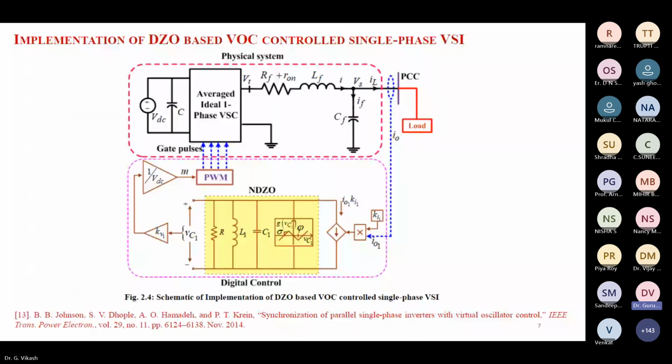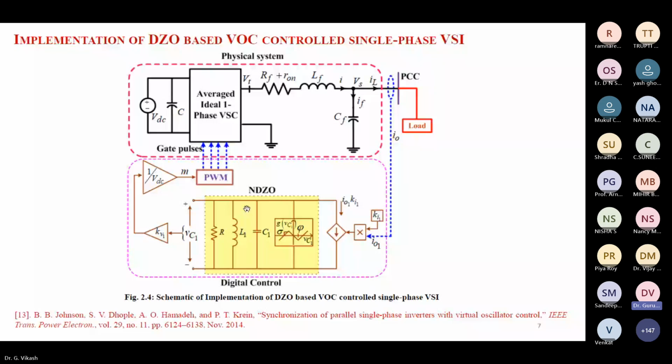Okay, and now coming to implementation. So figure 2.4 shows the schematic implementation of DZO based VOC. The implementation is very simple because in the digital controller, suppose we got some second order differential equations. So in MATLAB, you will consider an embedded MATLAB function. In that function, you will write all the dynamics. And this physical system you can easily implement in MATLAB. The main thing is the controller. This controller is why we call it a virtual oscillator control.